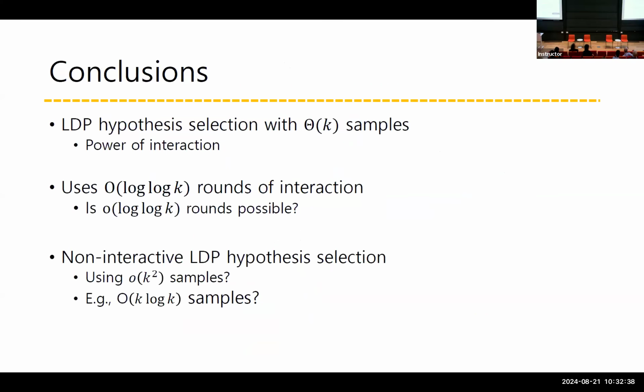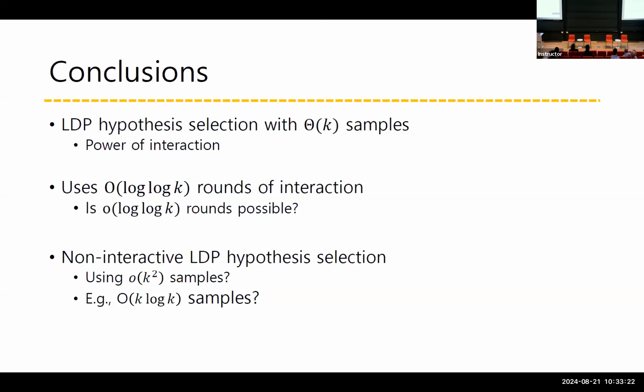Okay, so let me conclude. We talked about LDP hypothesis selection, and we showed the optimal k number of samples, at least when epsilon was not so large, order of 1. And by this, we beat the lower bound for non-interactive algorithms. For this algorithm, we used only log k rounds of interaction, just like the previous work of Gopi et al. An open question is whether we can do it with fewer than log k rounds, even with 2 rounds, for example. We don't know. We only know that with 1 round, it's impossible.